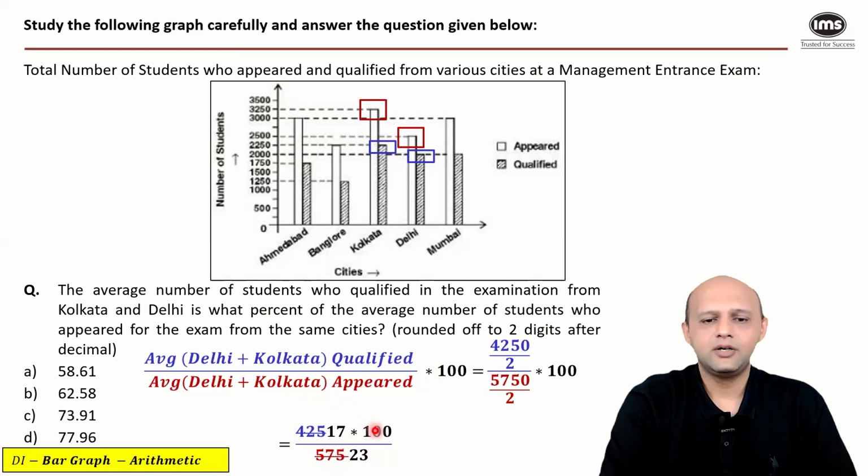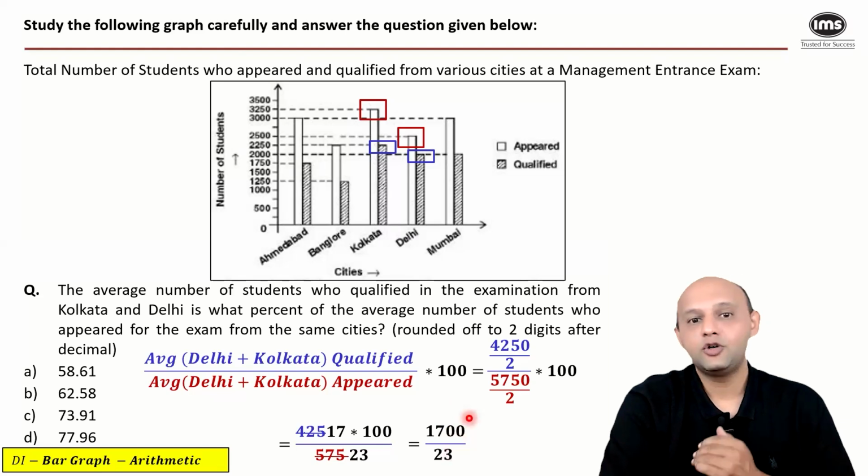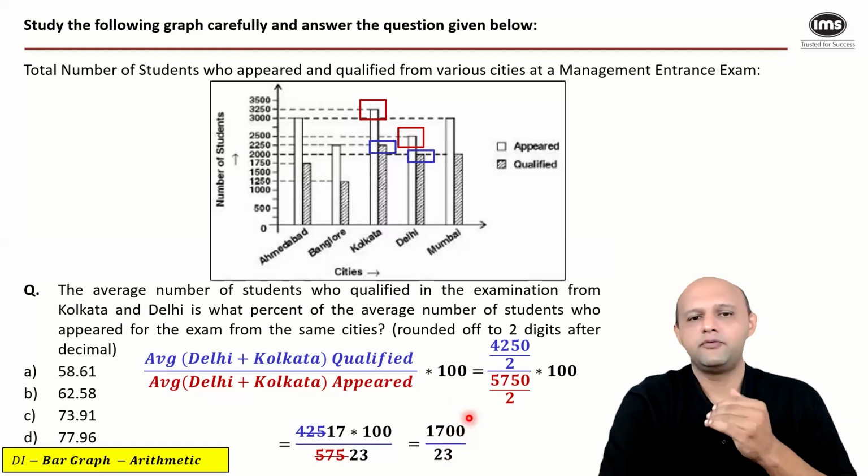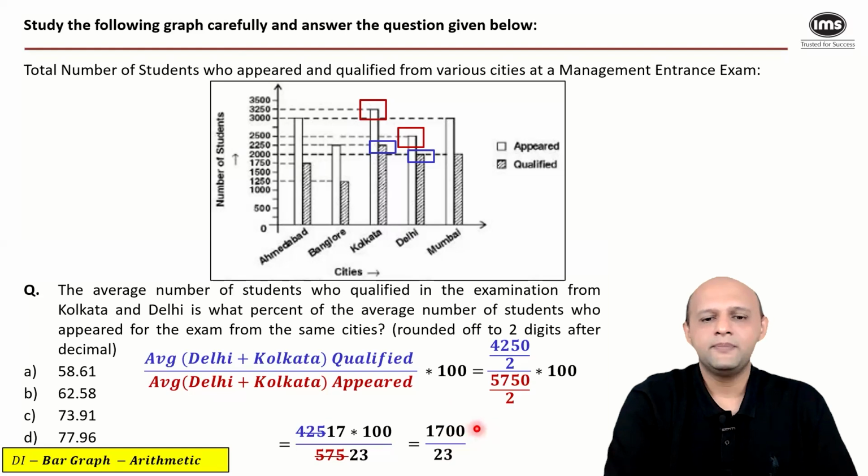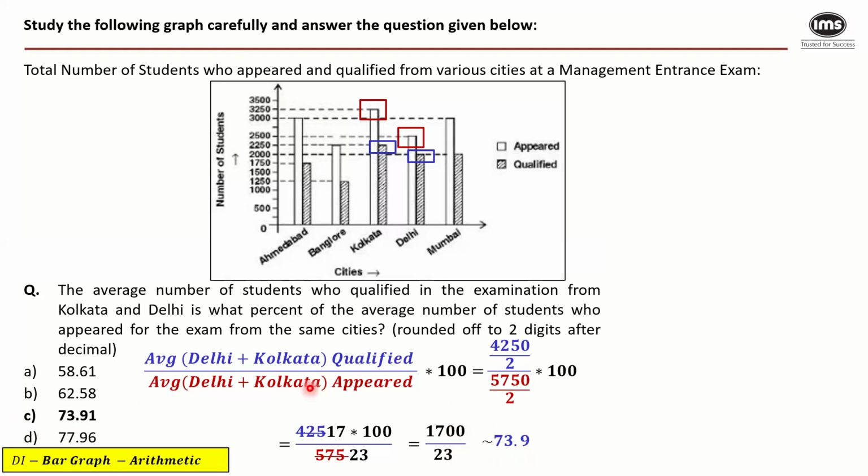Now, what is 17 into 100 by 23? It is going to be 1700 by 23. Now, in the table of 23, if you notice, 23 sevens are 161. Okay, so 161, again, the remainder is what? The remainder is 9, so 90. 23 fours is 92. So, 2 steps ahead of 90. Therefore, this value is going to be roughly 74%. But if you look at a close approximate number, it is going to be 73.91, which is the answer to the question.